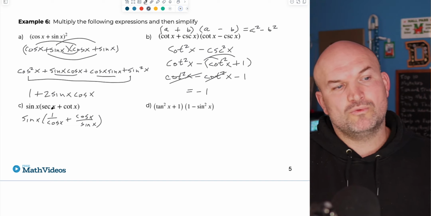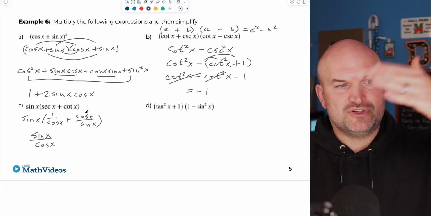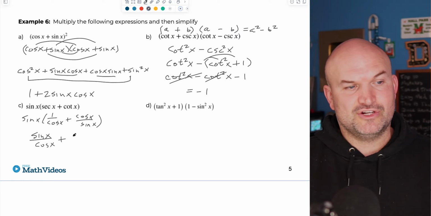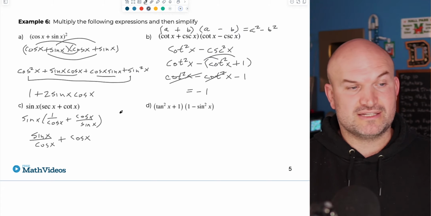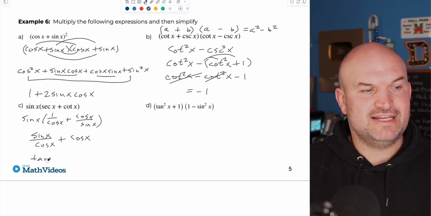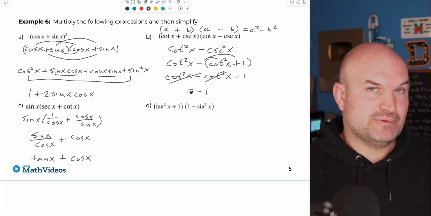But sine of x times 1 over cosine of x is going to be sine of x over cosine of x, and sine of x times cosine over sine, those are going to divide out, or your sines are going to divide out, so you're just going to be left with a cosine of x. So we know sine of x over cosine of x is going to be a tangent of x plus a cosine of x. All right, now over here, you could go ahead and distribute this.